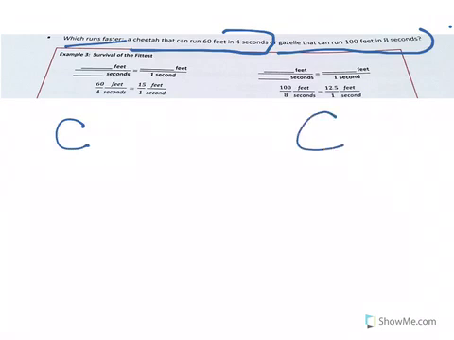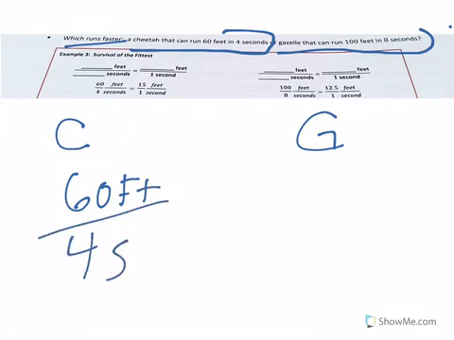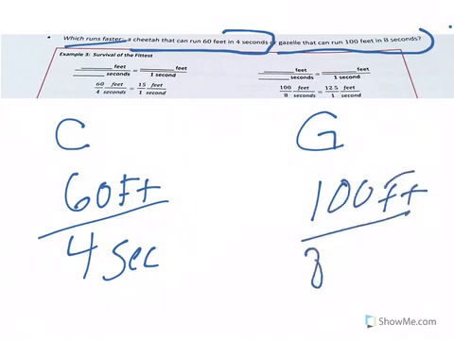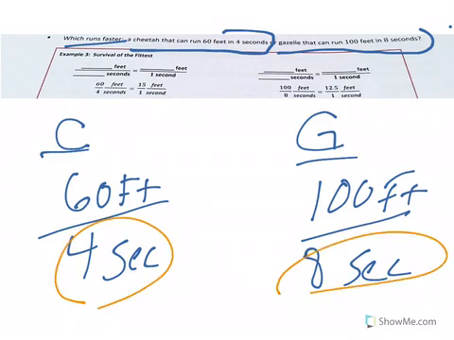So I'm going to say cheetah, gazelle. Over here we're going 60 feet per 4 seconds. Over here we're going with the gazelle, going 100 feet in 8 seconds. What I noticed instantly, and I hope that maybe you did too, was that 4 seconds and 8 seconds are almost comparable. I can really easily go from 4 to 8, right? I just have to multiply by 2. If I do that, I got to do it up here too.